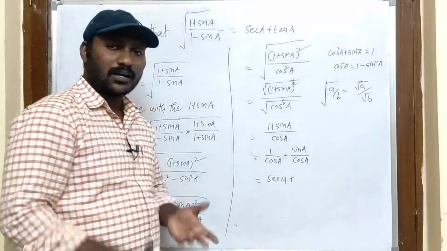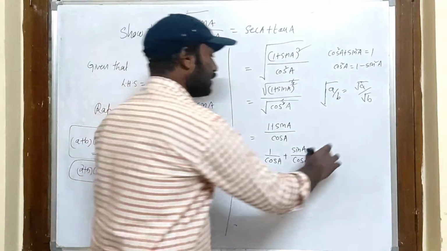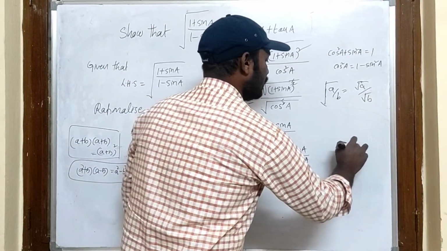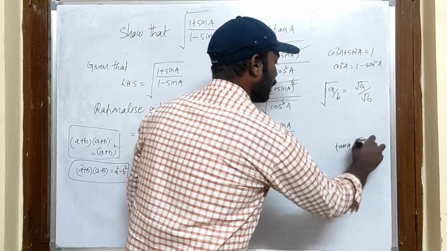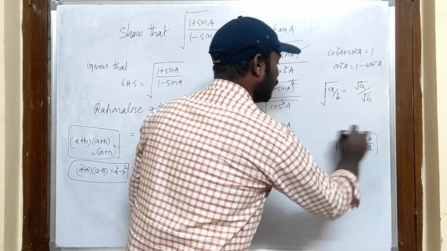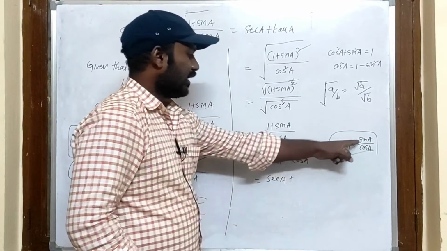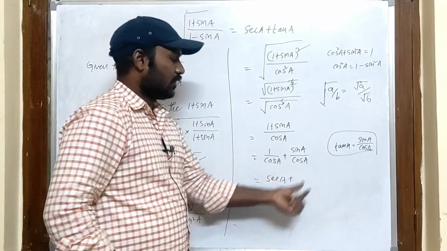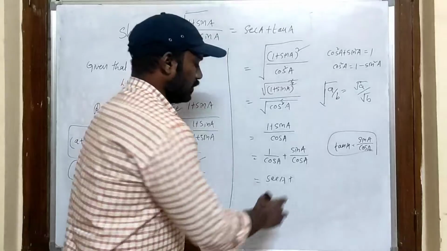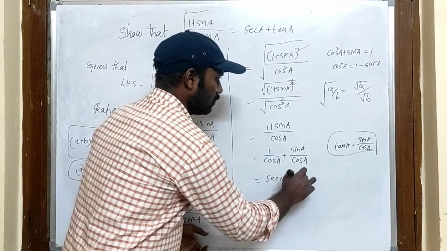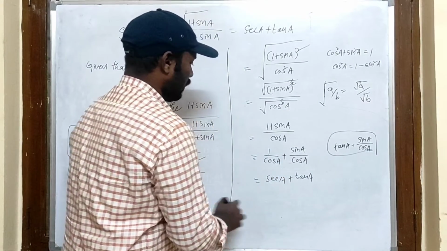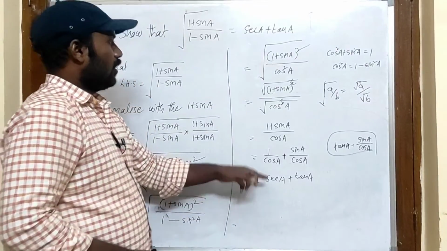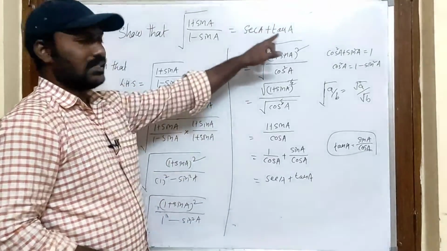Now we know the formula of tan A. Tan A is equal to sin A by cos A. Here we have sin A by cos A, so we can substitute this value: sin A by cos A is equal to tan A. From this, we got the required answer, sec A plus tan A.